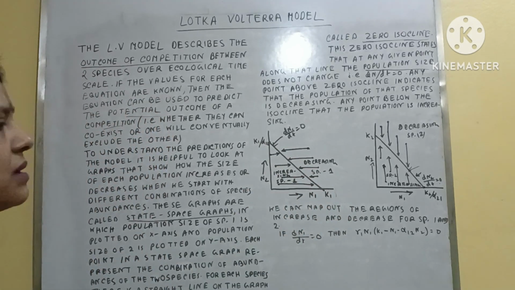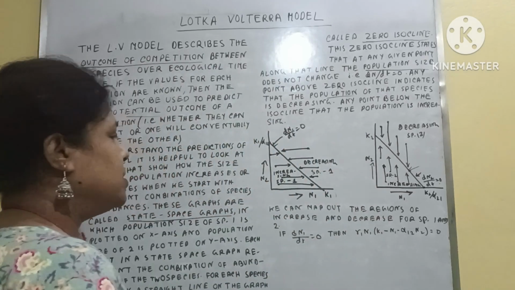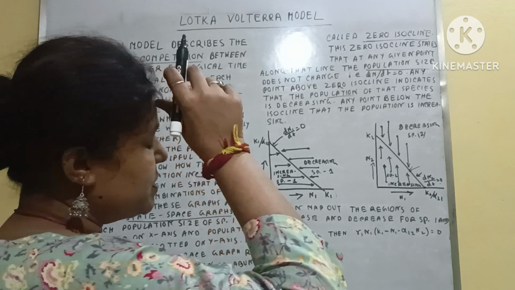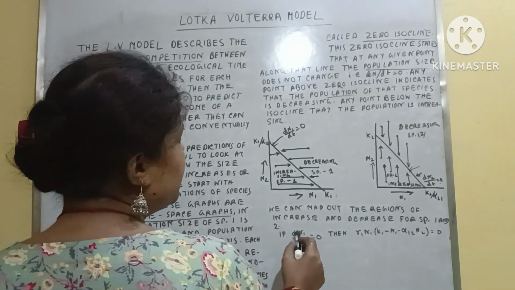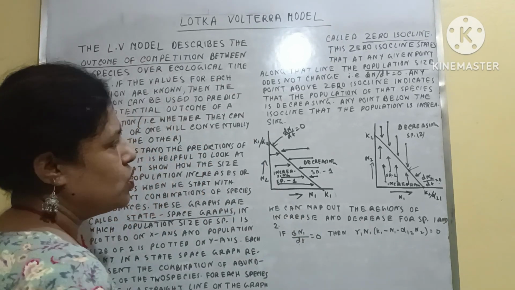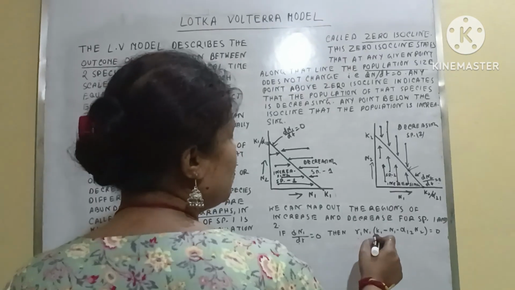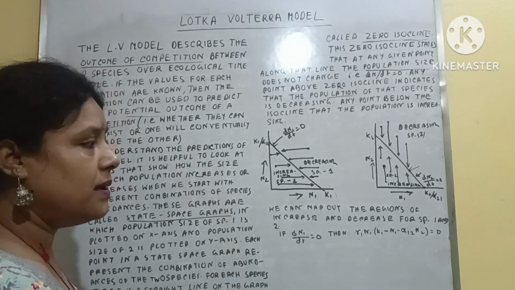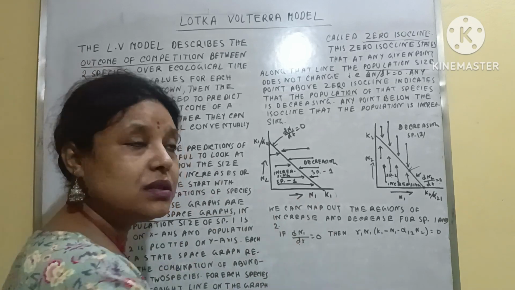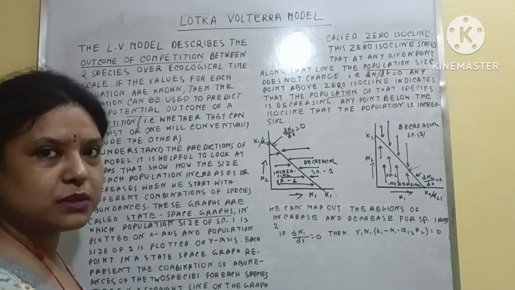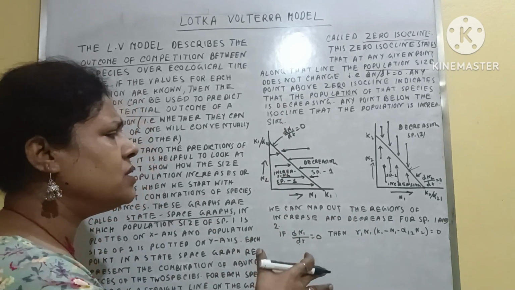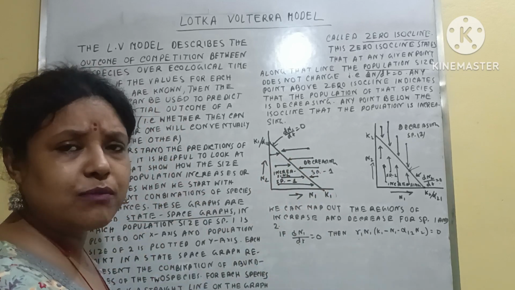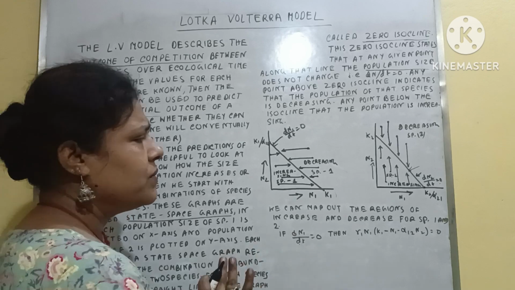Now the calculation starts. That means we can map out the regions of increase and decrease for species 1 and 2. If dn1/dt is 0, then r1 n1 times the bracket is 0. Without seeing the first part of this model you cannot understand this calculation, because it is linked with the first part. I cannot explain here how this equation is drawn from the logistic equation.